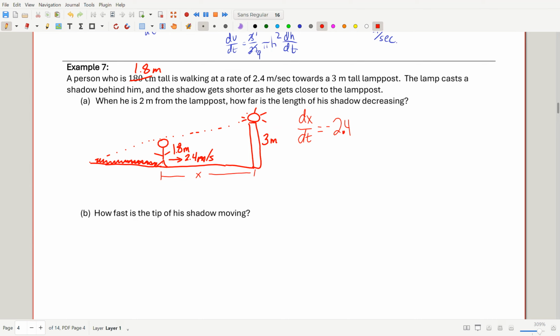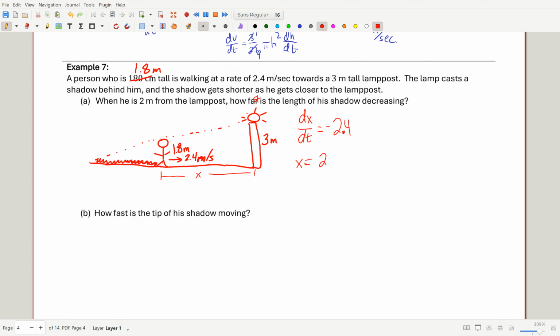Alrighty. And then the question we're answering here in letter A is when he is 2 meters from the lamppost, how fast is the length of his shadow decreasing? So that x value is 2, but is that x value static or dynamic? Is it changing or is it not changing? It's changing because he's getting closer to the lamppost. Yeah. So you can kind of see there that when we label our picture, we label the static variables with their numbers, and we label the dynamic variables with x's and y's and things like that.